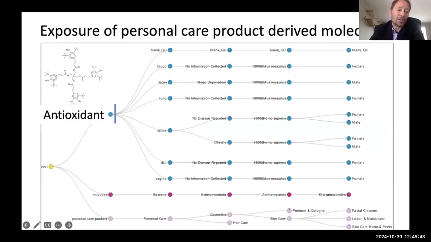And so here's an antioxidant that is very commonly used in facial cleaners, lotions, skin care, perfumes, colognes. In this particular case, what you will see is that it's found in blood. It's found in feces. It's found in the lungs. It's found in saliva. It's found in the vaginal tract. And this is based on matches in the public data. And so it would be really interesting to understand how this antioxidant affects the health trajectory of people that are exposed to it. But it's clear that it clearly gets systemically incorporated.